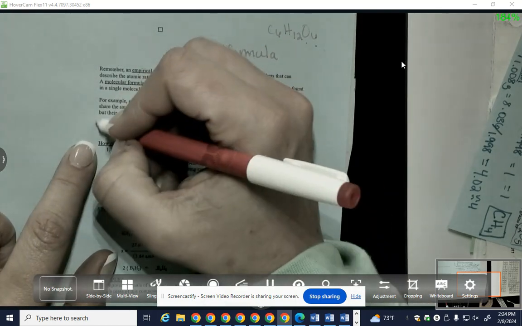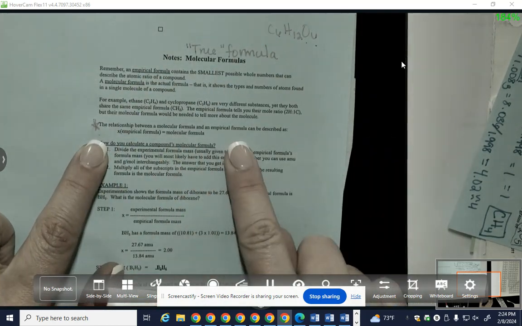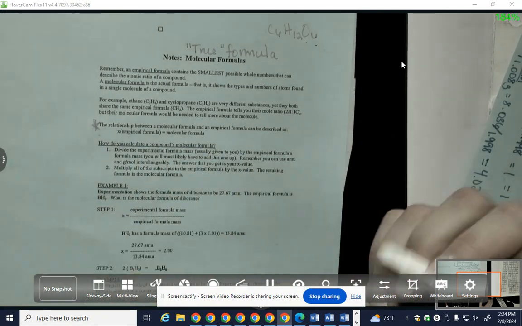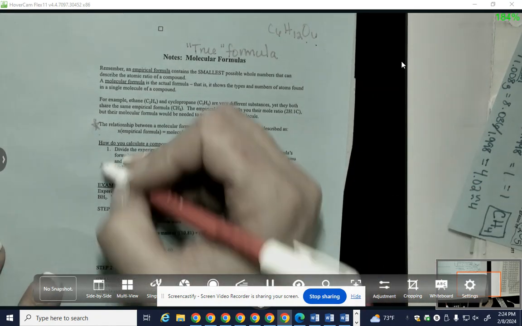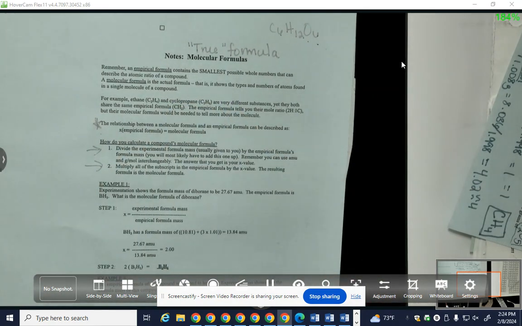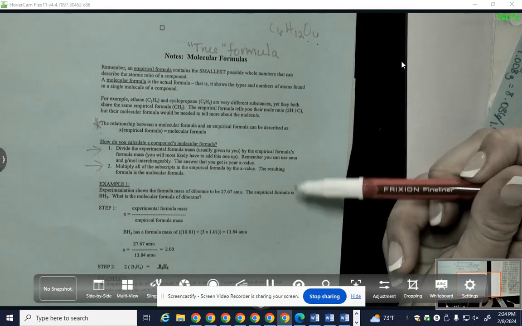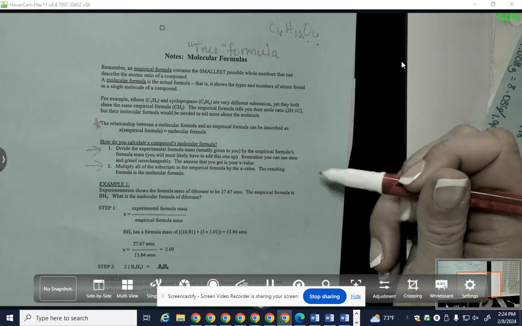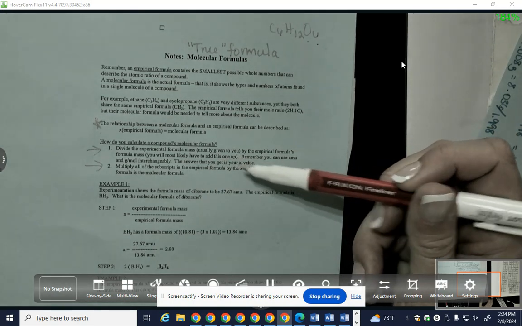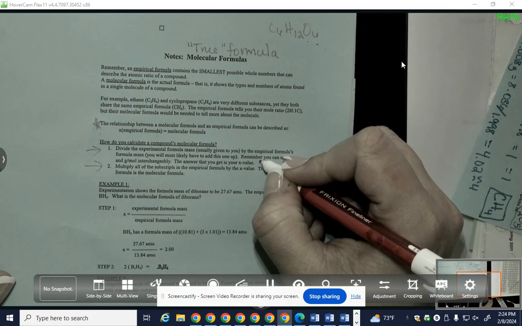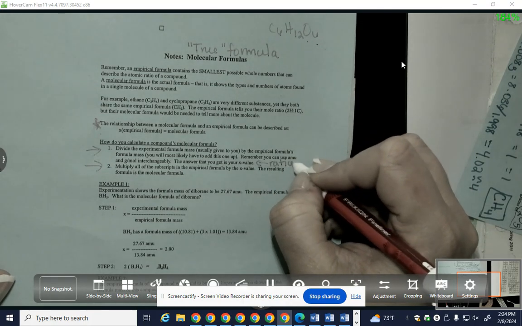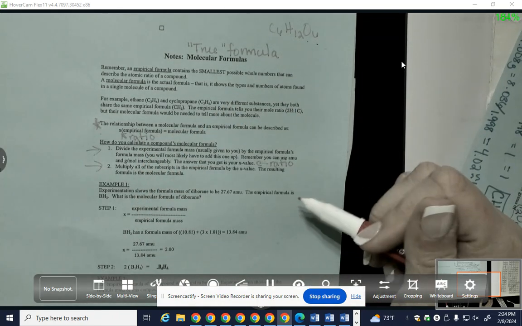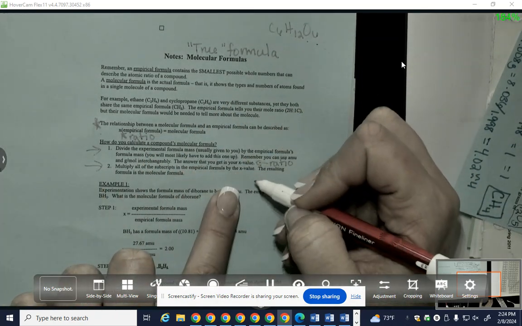Looking here, this is your key point. The relationship between molecular formula and empirical formula can be described as X times empirical formula gives me my molecular formula. What do I mean by that? These are technically the two steps. We're going to divide our experimental mass by the empirical formula's mass, and you can use AMU. The answer you get is your X value. This X value is a ratio. Once we get that ratio, we can multiply all of the subscripts in the empirical formula by that.